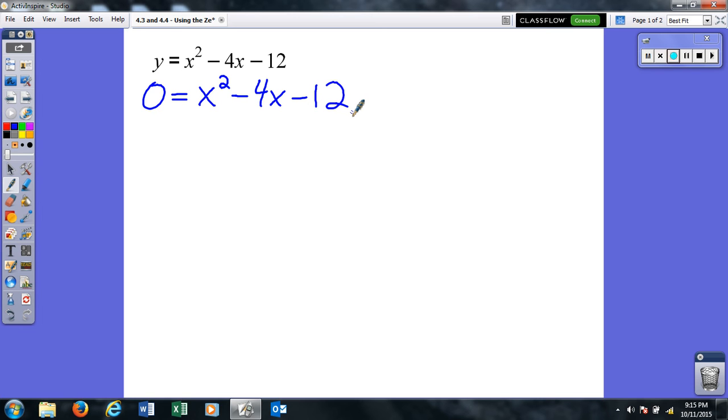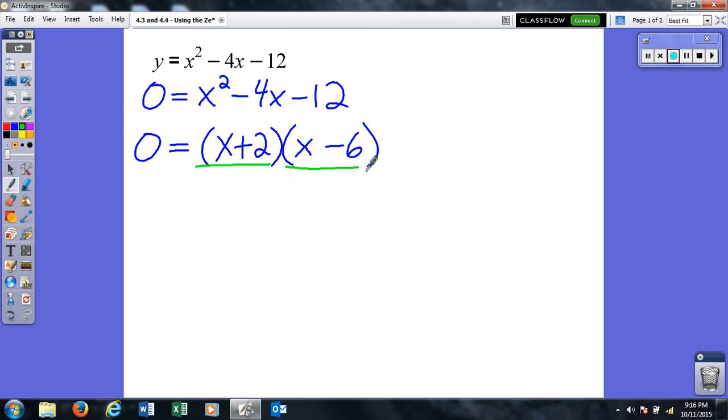Now in this video, I'm going to assume that you already know how to factor. If you don't know how to factor, go back to the factoring videos, watch those and figure it out. So this factors to x plus 2 and x minus 6. So what we can do now is we can say, all right, we've got two things multiplied together and they equal 0. So we've got x plus 2 multiplied by x minus 6, and when we multiply those, we get 0.